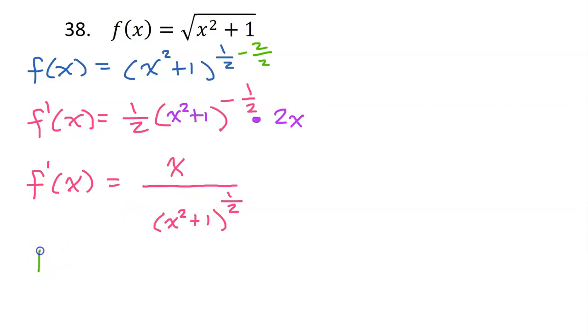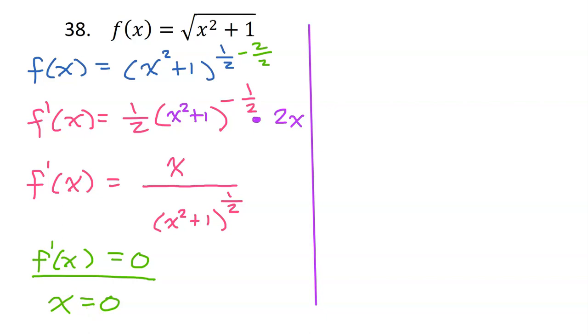Remember, for this method, we don't care about where f prime is undefined. All we care about is what values of x will cause the derivative to equal 0, because that's where you have your horizontal tangent lines. A fraction will only equal 0 when the numerator is equal to 0. So we're just going to have one value to check, and that is x equals 0. That's our only horizontal tangent line. We just need to find the second derivative so we can figure out if the function is concave up or concave down at this point.